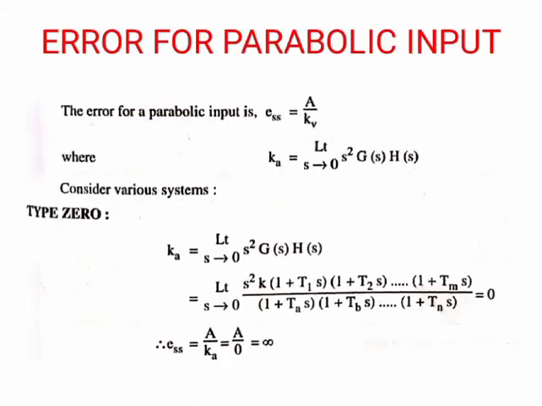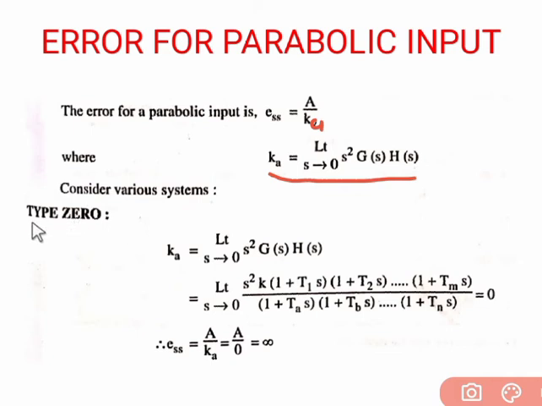Now the error for the parabolic input. Parabolic input is defined as the Ka. Here it is Ka. ESS equal to A by Ka, which is the acceleration coefficient, where Ka equal to this. For Kp there is no S. For Kv there is only one S, and for Ka there is S square. So Ka equal to limit S tends to 0 of S square Gs Hs.